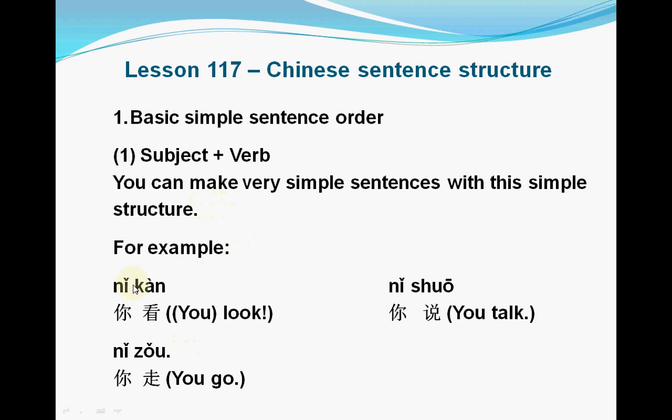For example, 你看. 你 is subject, 看 is verb. You look. Okay, 你说. You, 说 means talk. See this subject and verb. Another example, 你走. You, 走 go, subject and verb. You can say 你喝, 你吃, 我画. These all are very simple Chinese sentences with this structure.